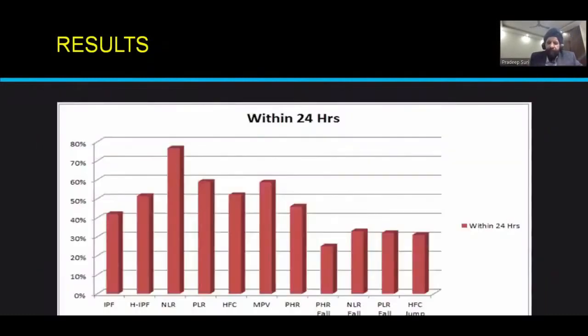So if you look at within 24 hours, the parameters which are peaked here are the ones which are least useful to us, which means that the neutrophil lymphocyte ratio and the mean platelet volume are of no use to us, because their increase is correlating with the actual recovery of the platelets. Rather, the ones which are lowest here, which is the PHR fall and the PHR in totality, these parameters are the ones which are most useful to us.